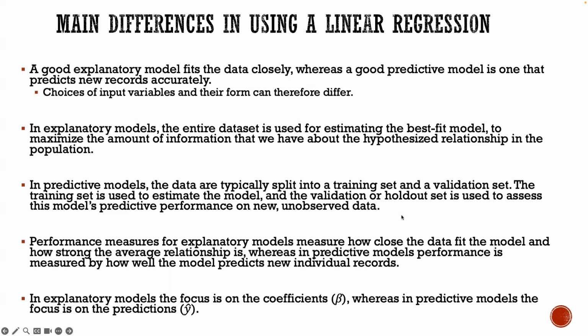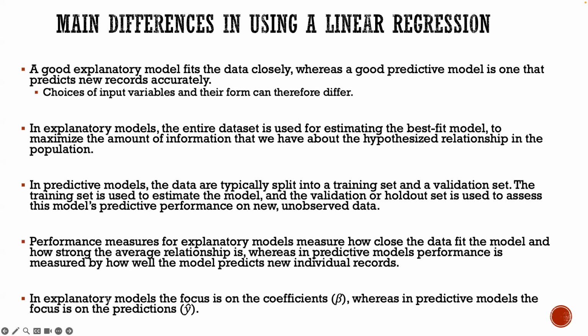So that's where we predict how well it's done. Performance measures for explanatory models will measure how close the data fits with the model and how strong the relationship is between all these different predictors we are using with the dependent variable, right? But in predictive models, we are looking at only the prediction for new records. We are not interested in how well it fits the model or how strong the relationship is among these variables with the dependent variable.